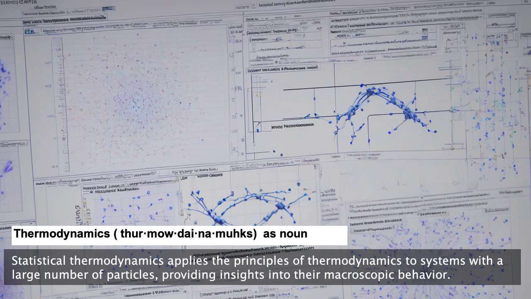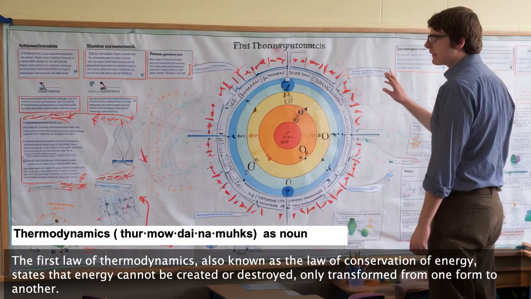Statistical thermodynamics applies the principles of thermodynamics to systems with a large number of particles, providing insights into their macroscopic behavior. The first law of thermodynamics, also known as the law of conservation of energy, states that energy cannot be created or destroyed, only transformed from one form to another.